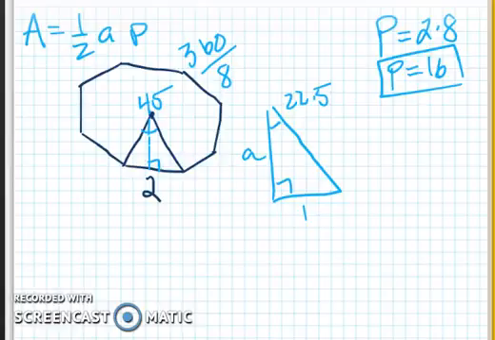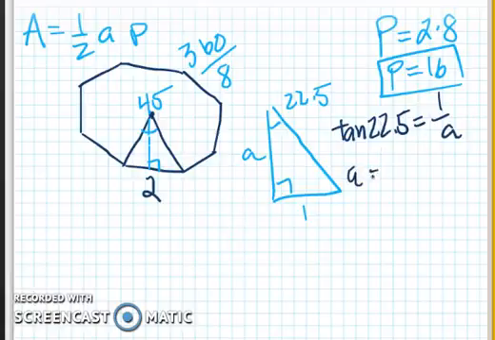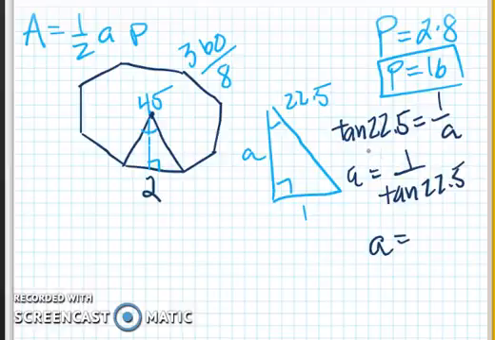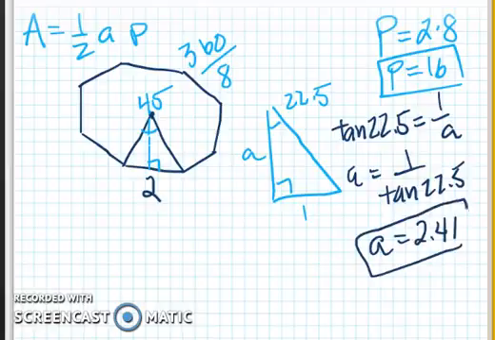Well, if you haven't noticed, this looks like a tangent, so we're going to have to use trig, so tan of 22.5 equals opposite over adjacent. I don't know the A, so this is actually going to switch spots. This equals 1 over tan of 22.5, so my apothem is going to equal, plug it into our calculator over here, approximately 2.41.